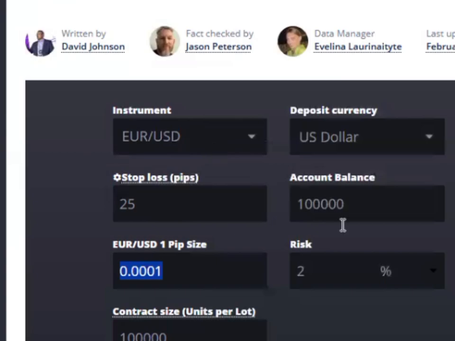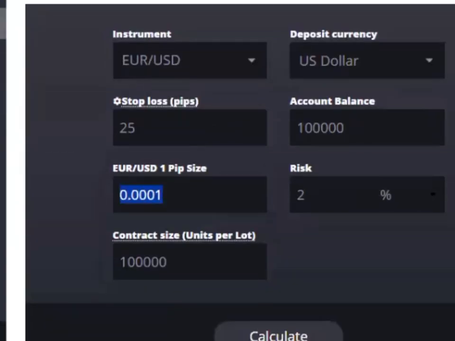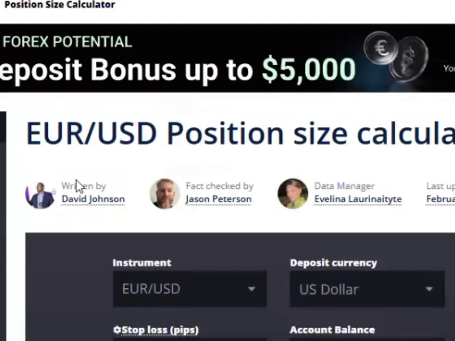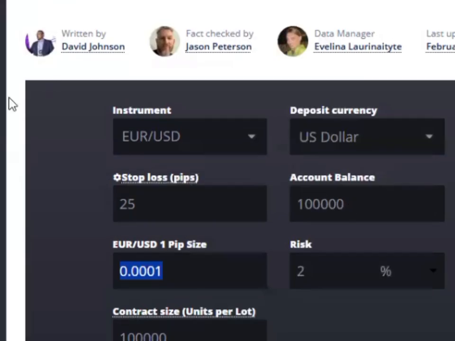You can see we have so many other tools here: pips calculator, profit calculator, drawdown calculator, so many. Just go to the website and you'll see how this is going to be very, very effective for you traders. This video was actually effective and I hope it communicated well to you guys, and I hope you have learned a lot from this video.